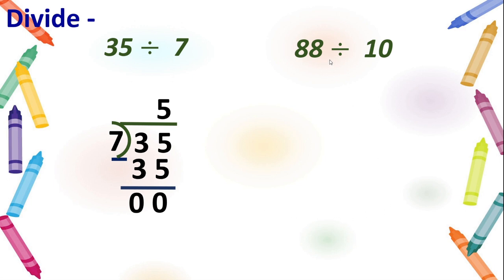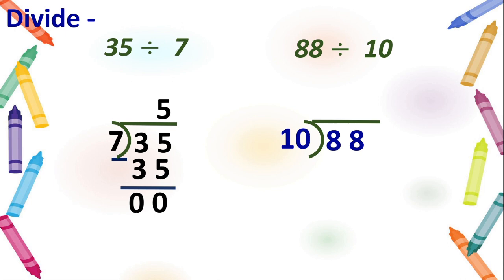Okay. Now here, 88 divided by 10. Now 88 is the dividend, so we are going to write it inside the symbol, and 10 outside. Now recite the 10 times table.